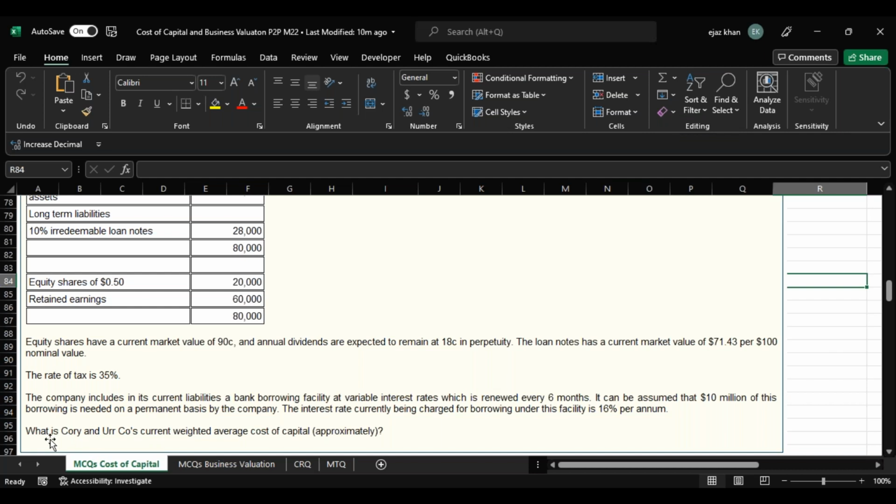So in this question, what are we supposed to be calculating? We are supposed to be calculating weighted average cost of capital. And let us go through the question.